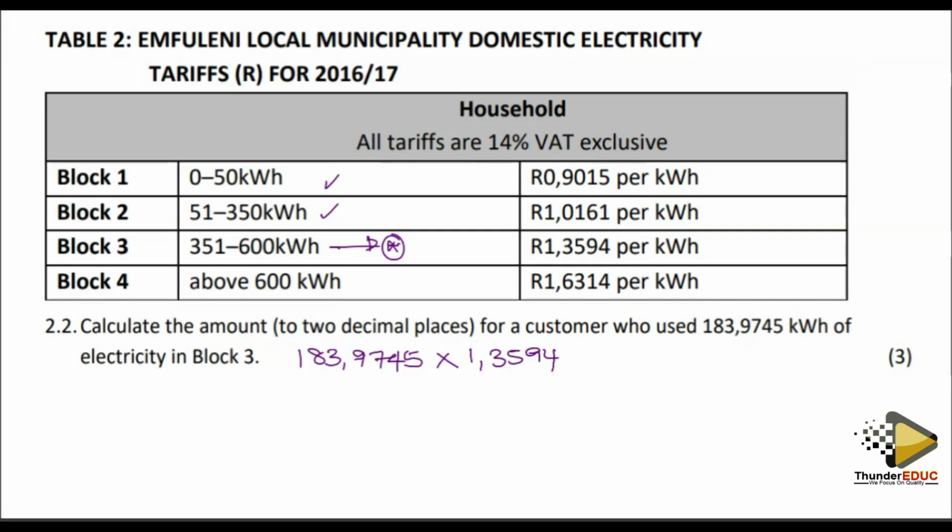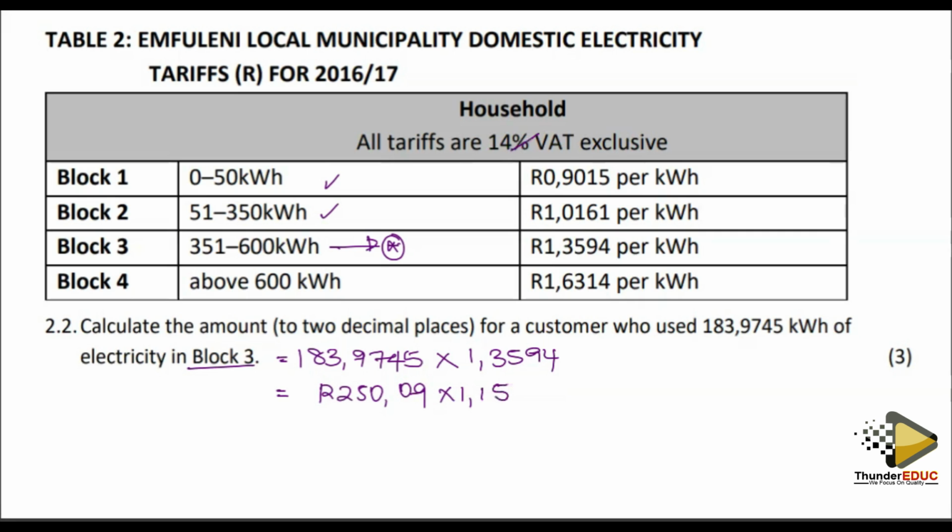The reason why I'm multiplying is because they have told me this of block number 3. So I cannot start throughout. The first one was saying how much will the person pay. All right. So this will become this much. I will say 183,9745 times 1,3594. And we took off 200. Then multiply this by 1,15.